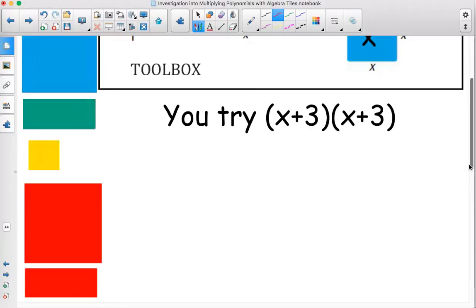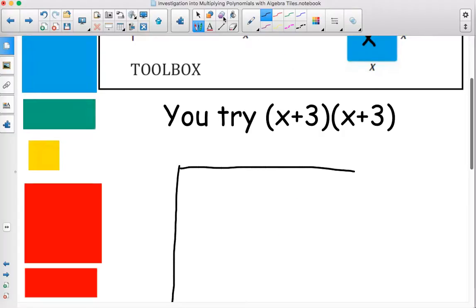plus 3. So pause the video now for maybe 2 minutes. Make a shape that is x plus 3 by x plus 3 and tell me what the area is inside. Okay, welcome back. Hopefully everyone had a chance to try it. If you didn't, pause it now, give everyone a chance to try.